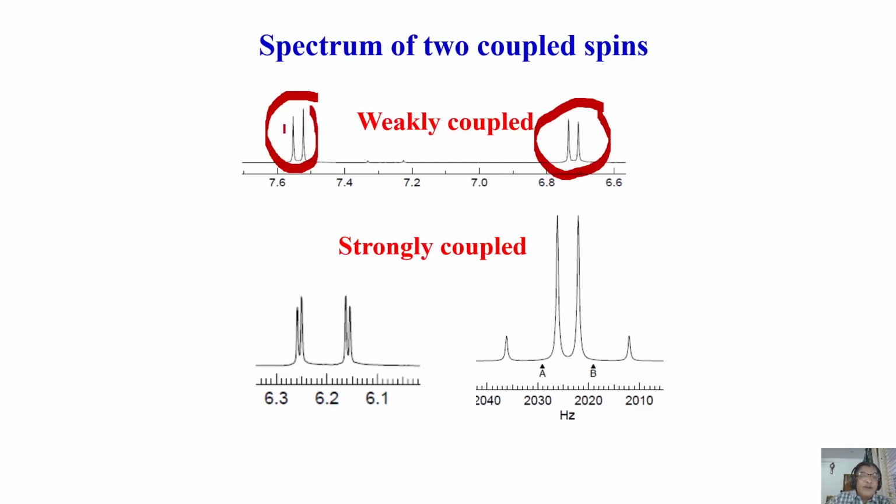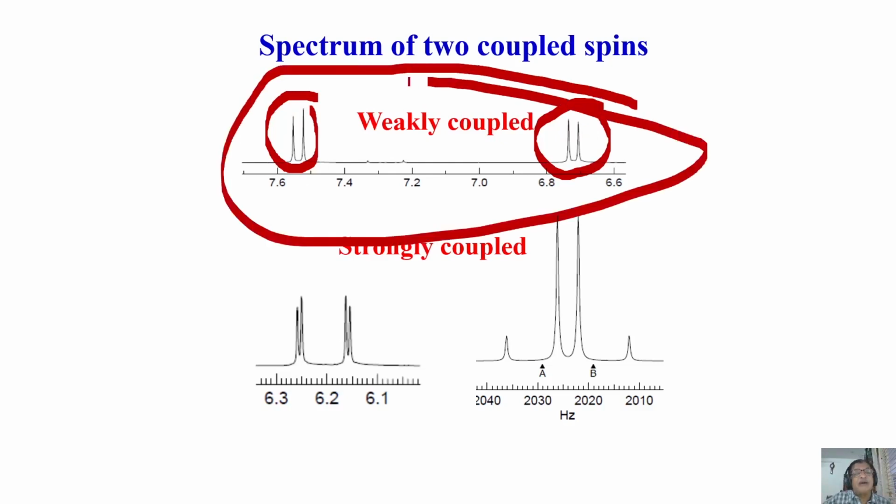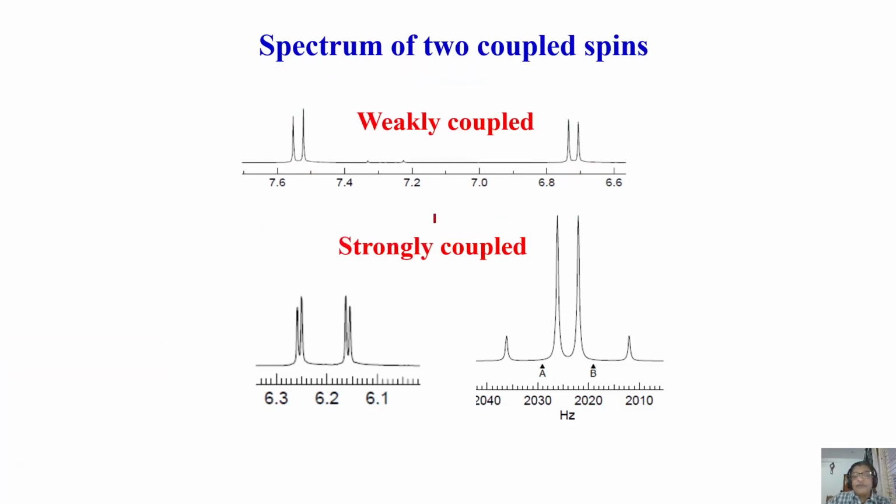But do you see this? No, they are not of equal intensity. It means it is not 100% weakly coupled. There is some sort of a strong coupling character present in this system. So this is weakly coupled; more or less you assume equal intensity and weakly coupled.